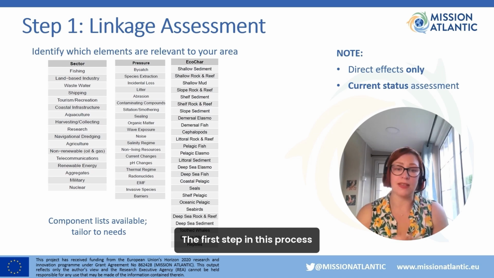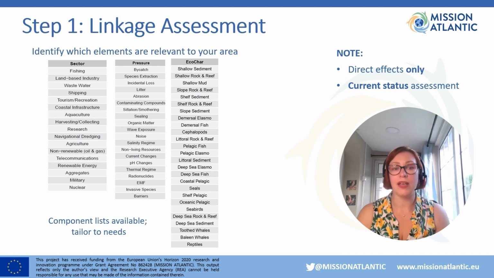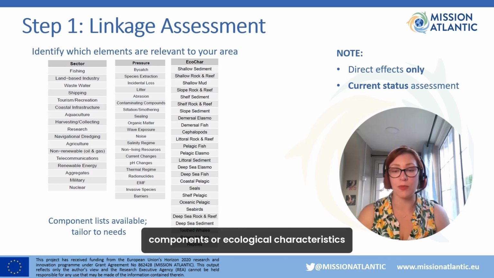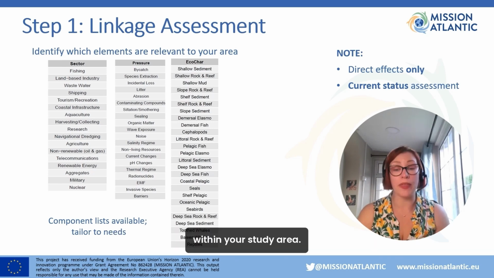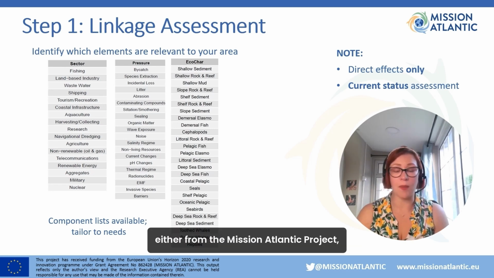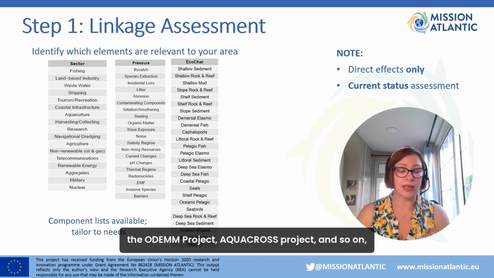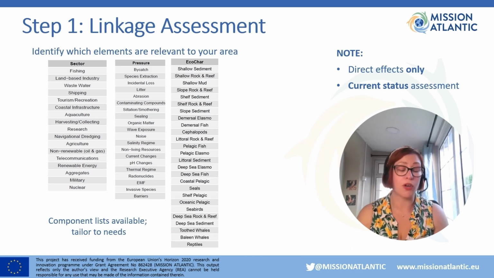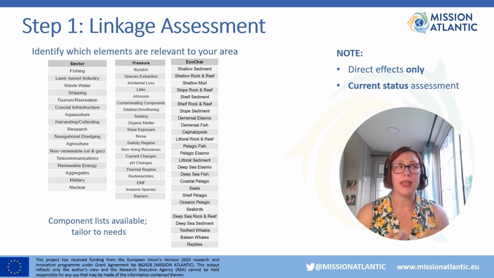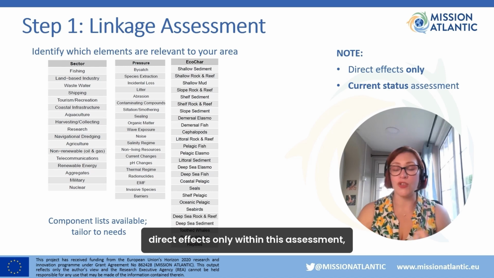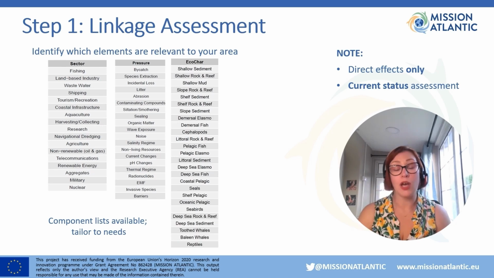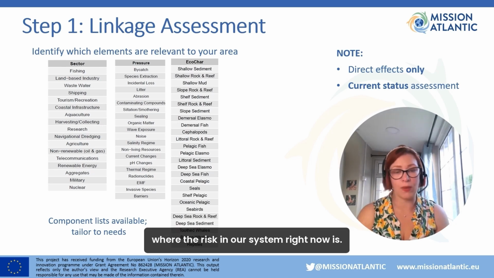The first step in this process is to build your linkage assessment. And in order to do that, you need to identify what are your relevant sectors, pressures, and ecosystem components or ecological characteristics within your study area. There are multiple places that you can get these component lists from, either from the Mission Atlantic project, the ODEMM project, Aquacross project, and so on, or you can base them on things like the Marine Strategy Directive components. It is important to note that we are looking for direct effects only within this assessment, and we're focused on current status assessment because we want to know where the risk in our system right now is.